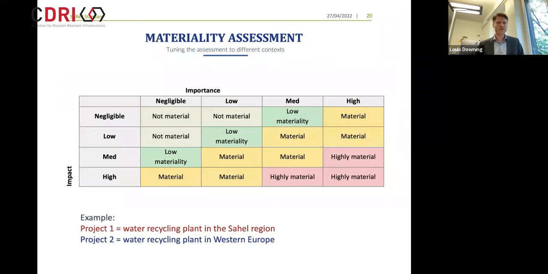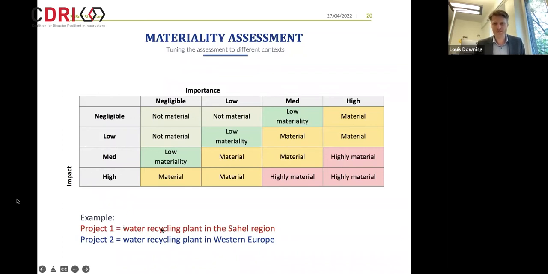We mentioned the materiality assessment. So this is a really important part of the standard. We mentioned earlier this key question of how do you apply a standard across different sectors and different contexts. So the way that the SURE standard does this is for each criteria to assess first what's its materiality to the project and the context of the project. So looking at impact and importance.